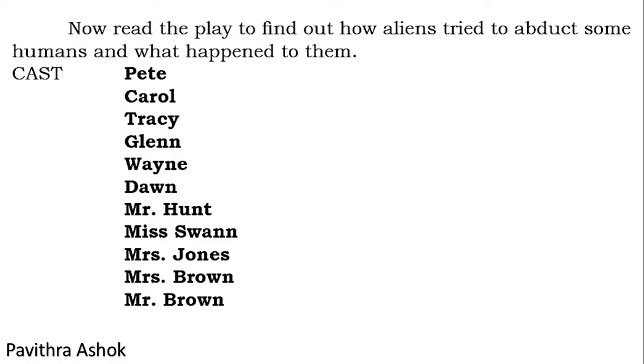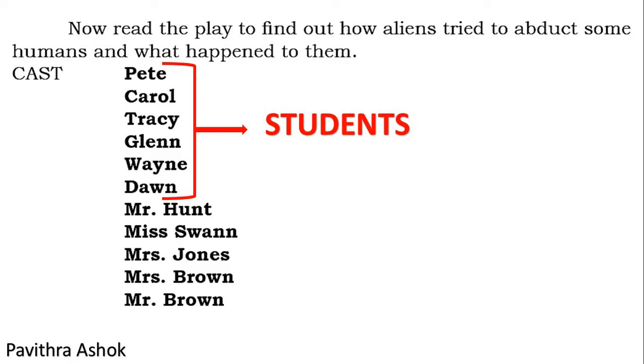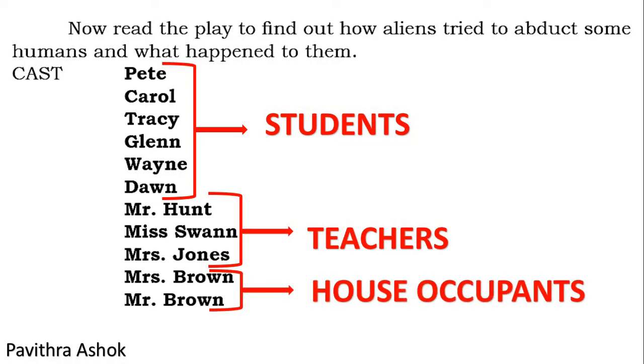Before we begin the play, we'll know about the characters. Students are Pete, Carol, Tracy, Glenn, Wayne, Don. Teachers are Mr. Hunt, Miss Swan, Mrs. Jones. Occupants of the house are Mrs. Brown and Mr. Brown.